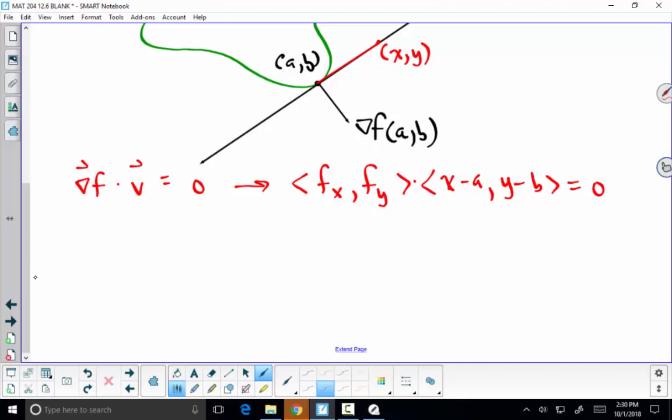Feels like something's missing though. And I know what it is. Great. Because you don't always know the surface, right? What I've just said is that if you have a level curve, you can find the equation of the line, right? But how do you get a level curve? Well, you have to have a surface first. So it feels like something's missing.